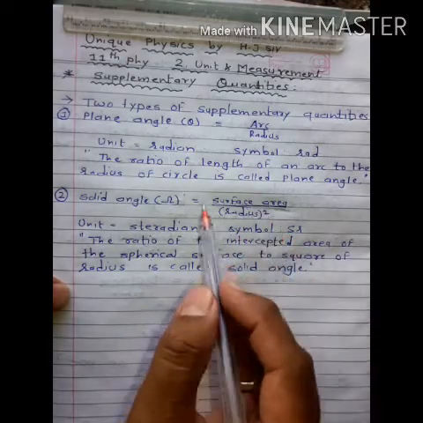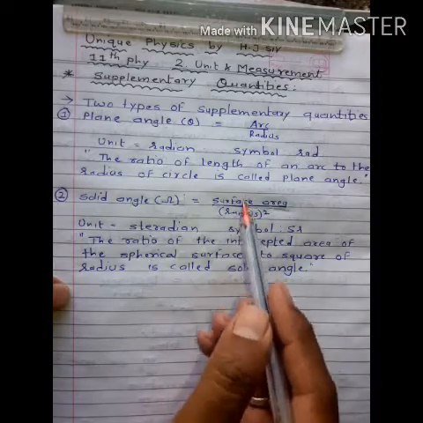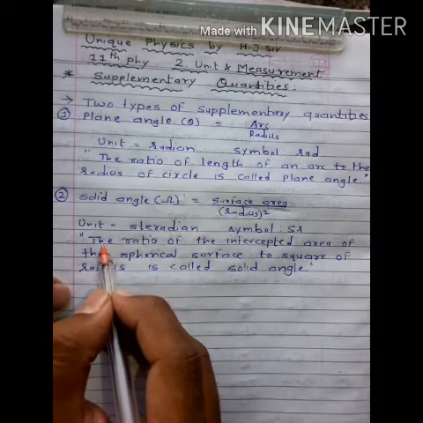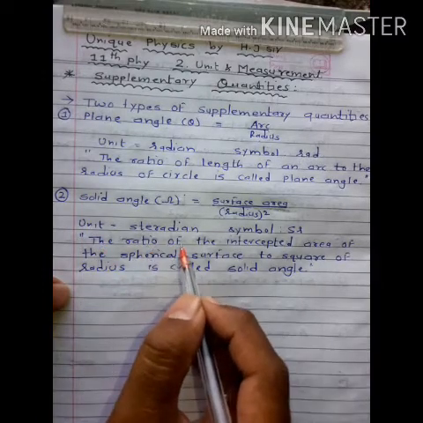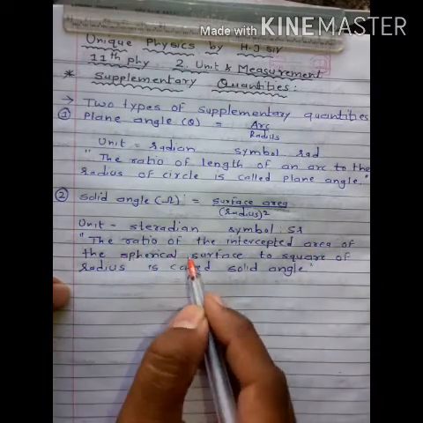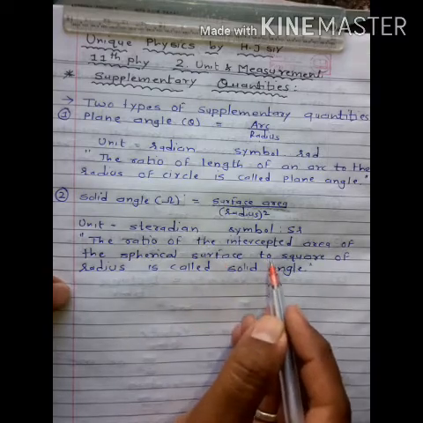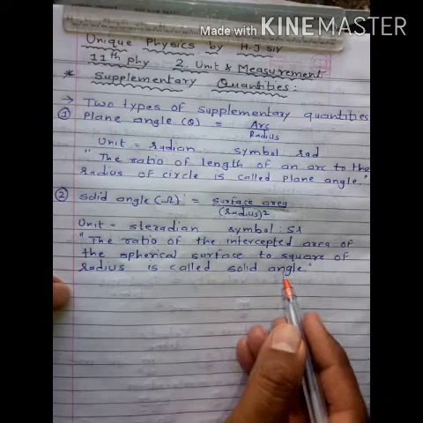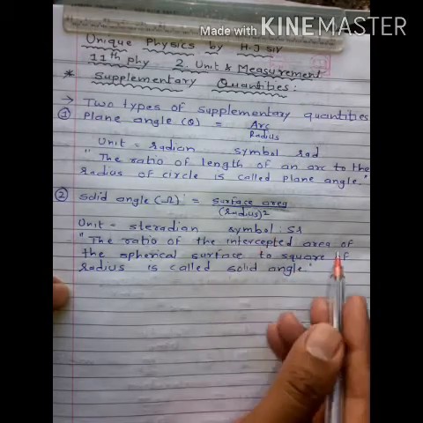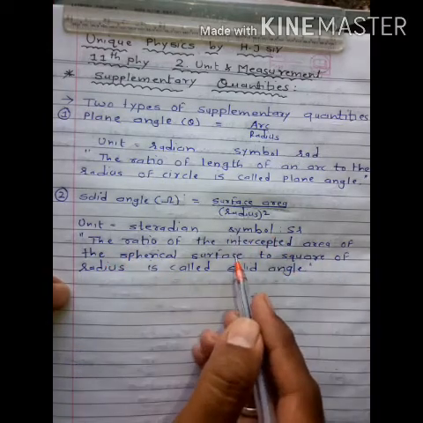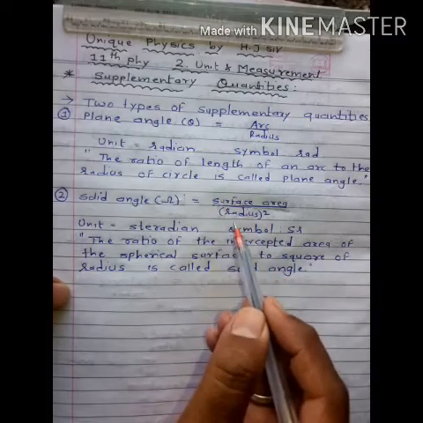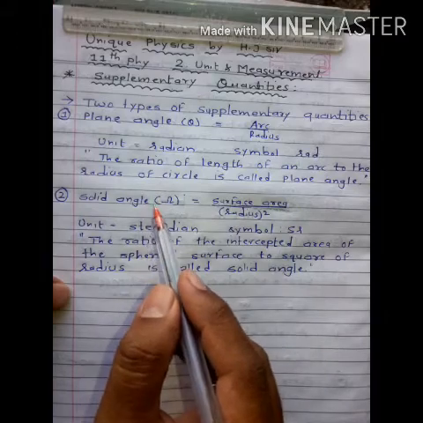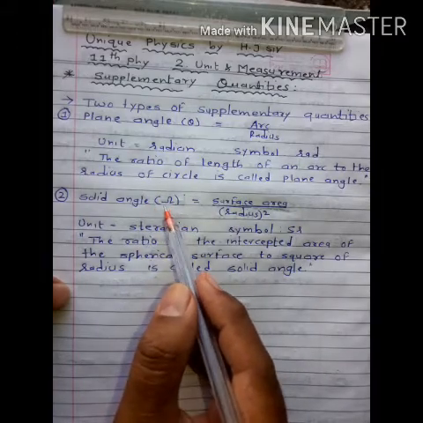Now here we have the equation of solid angle, surface area divided by square of radius. So we can find its definition. The ratio of the intercepted area of a spherical surface to the square of radius is called solid angle. Intercepted area of the spherical surface means surface area divided by square of radius. This is known as solid angle. It is denoted by omega.